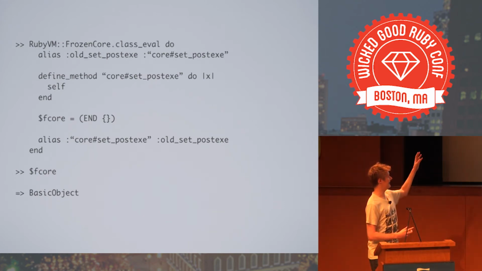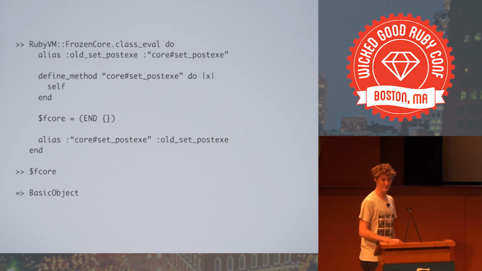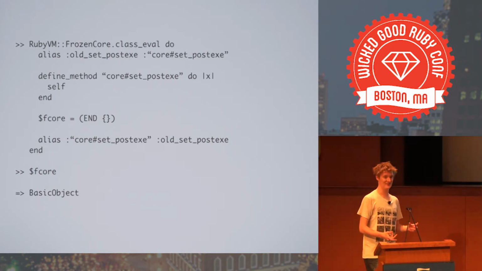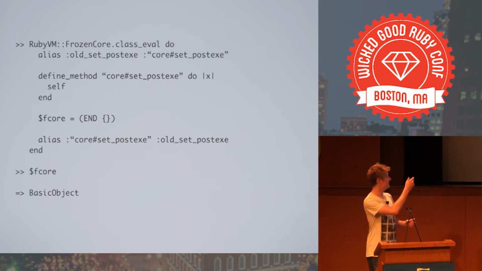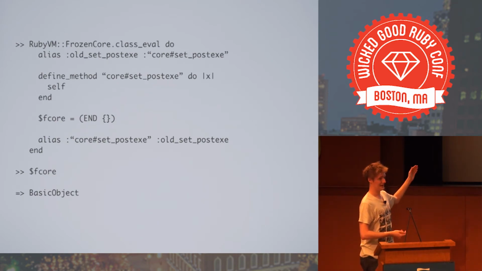So we need to alias the set_postexe method, which I was talking about, which is actually called internally when you use the END syntax. So I'm going to alias that method to another name. I'm going to redefine it to just return self. And then I'm going to use that END syntax and assign it to a global variable, and then we'll just restore the old method. And when we do that, we've actually got at the instance of FrozenCore.